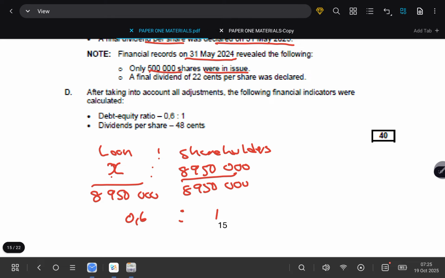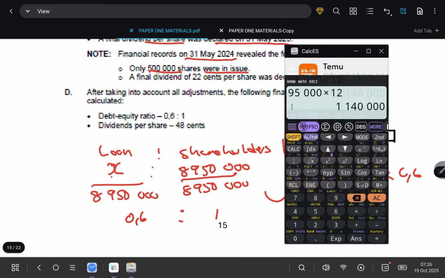So you can think about what they did to get debt equity. Remember, to get debt equity, they divided. So if you want to reverse to get the loan, you need to multiply. So to get our loan, it will be 8,950,000 multiplied by 0.6. Okay, so we will do it like that.